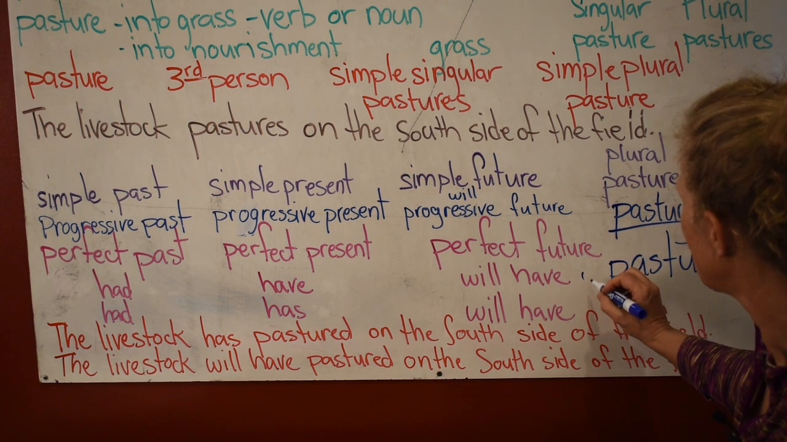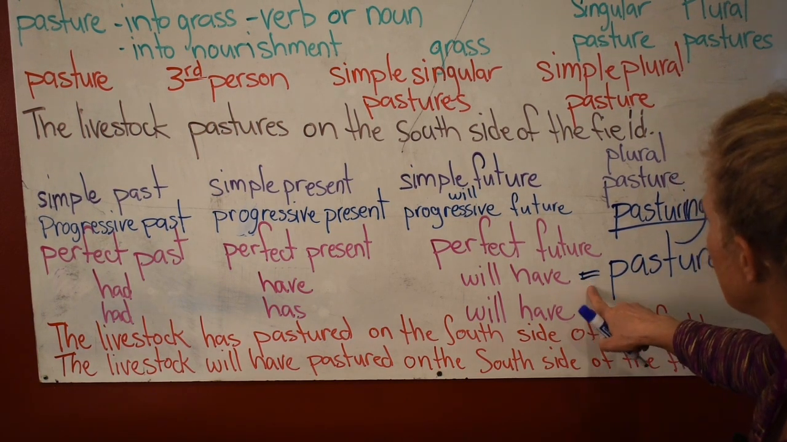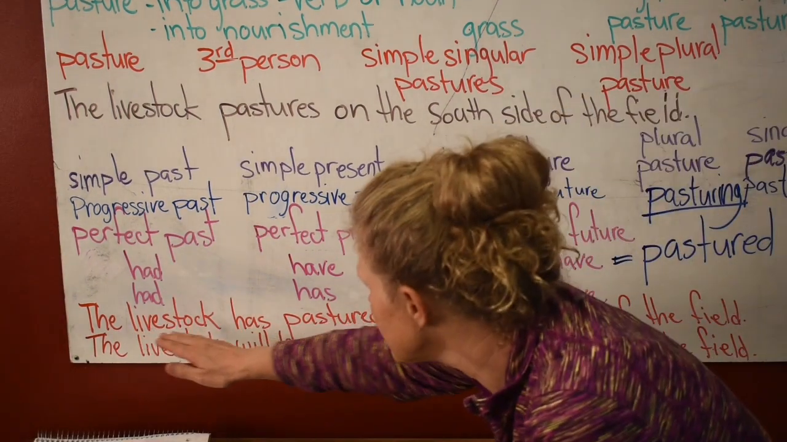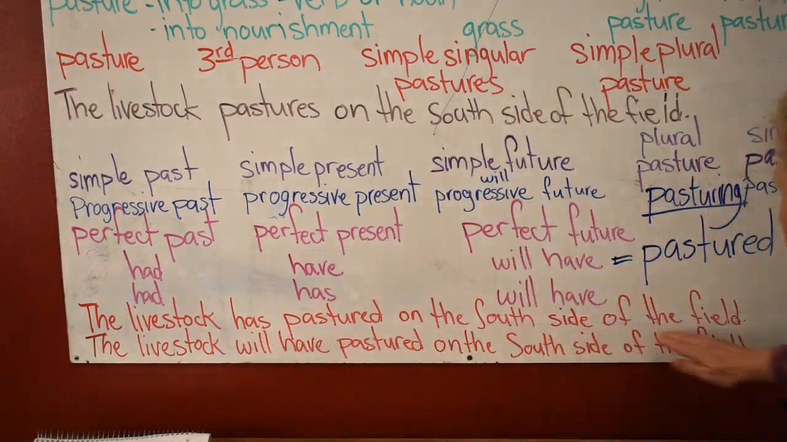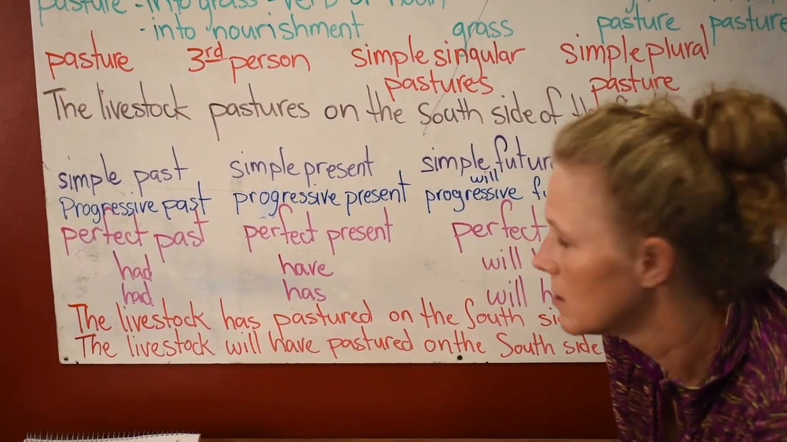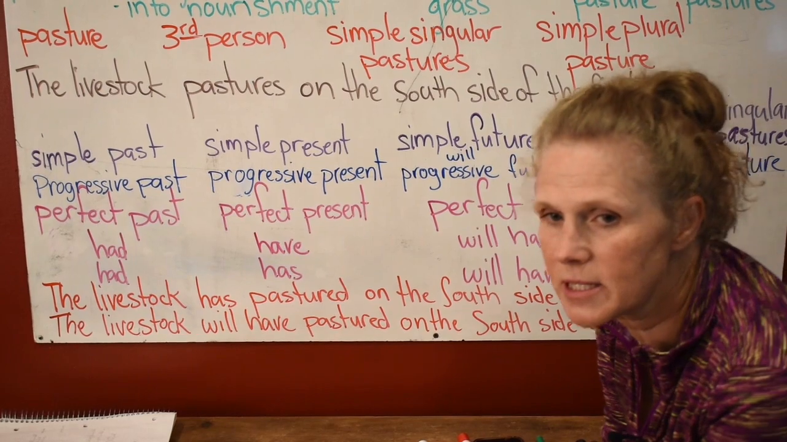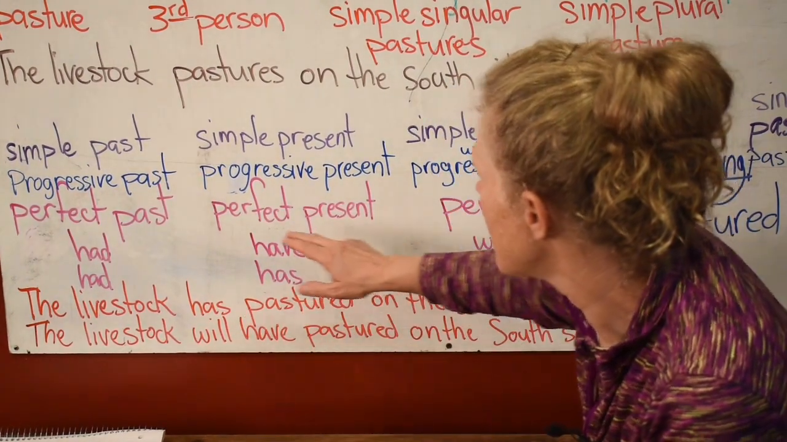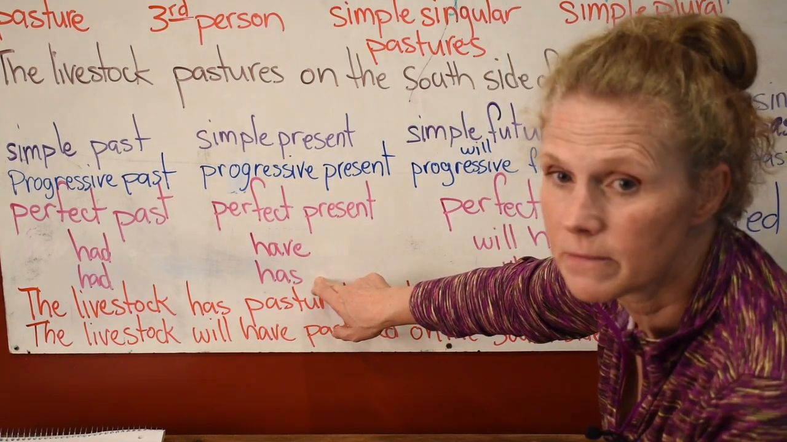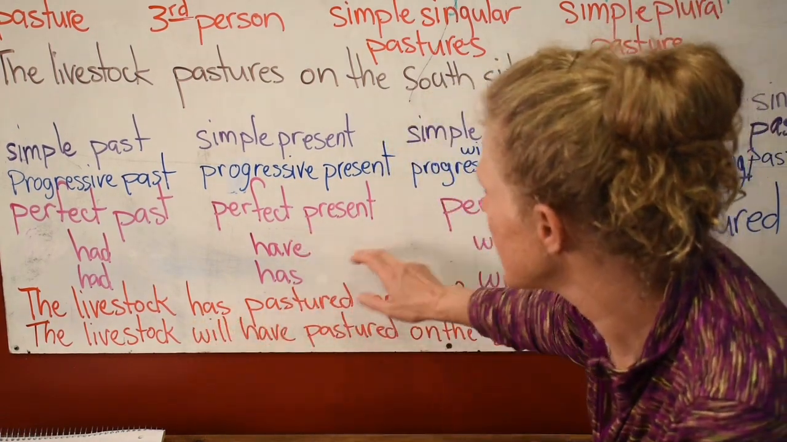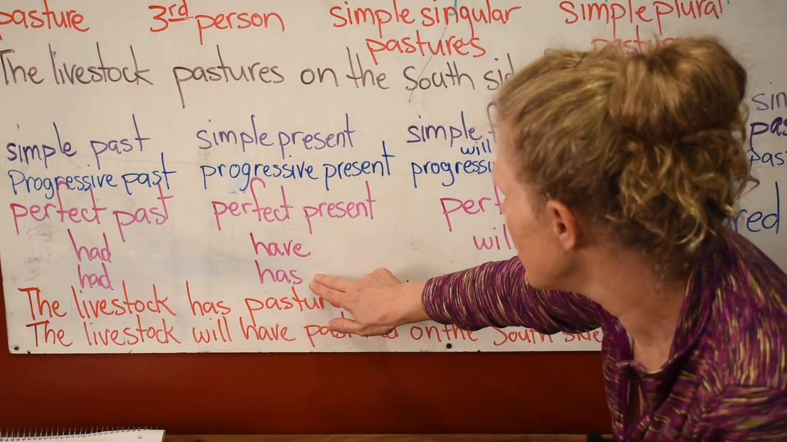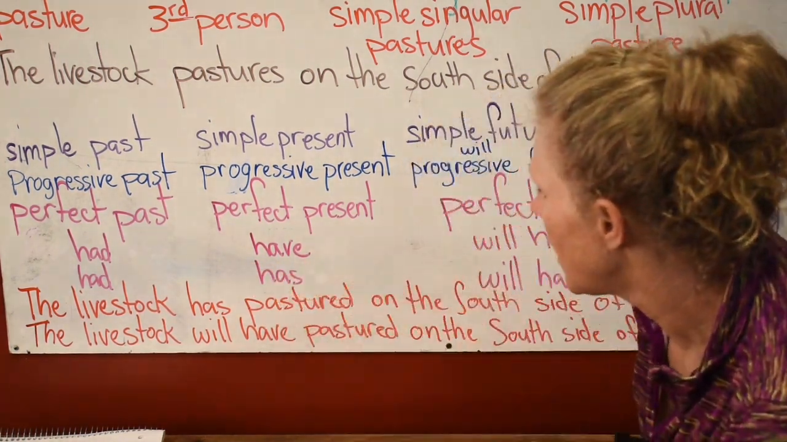But you need your proper helping verb right here, your proper auxiliary verb. The livestock has pastured on the south side of the field. So what tense is this falling in? Has pastured, what tense is it falling in? It's going to be the perfect present singular. Yep, perfect present singular. And that's how you look at that. And the has is telling you.